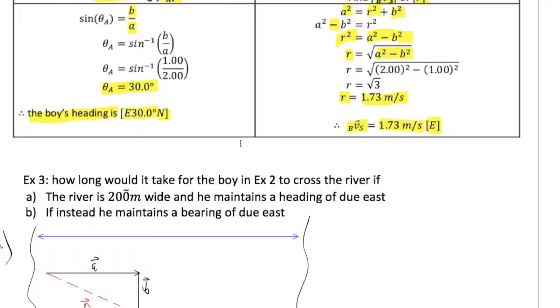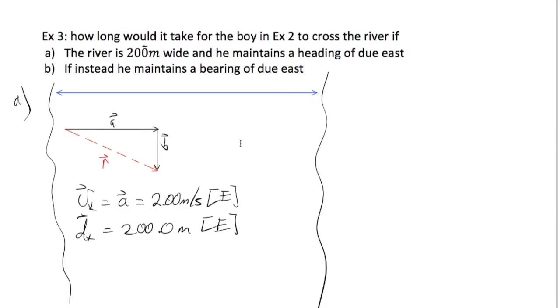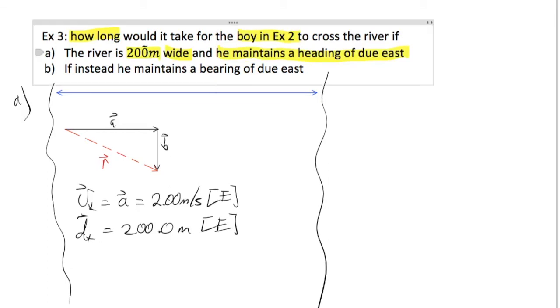Moving on to example number 3. In example number 3, we're still working with the river crossing type question here, but this time what we're trying to figure out is the amount of time, or how long it would take the boy in example 2 to cross the river if the river is 200 meters wide, and if he maintains a heading of due east. So this is really the part A of the last question.